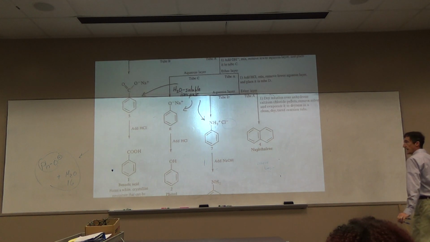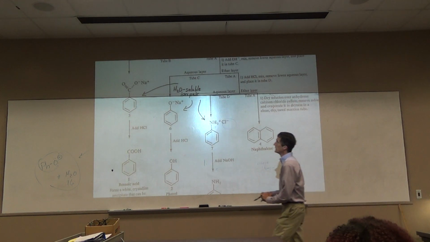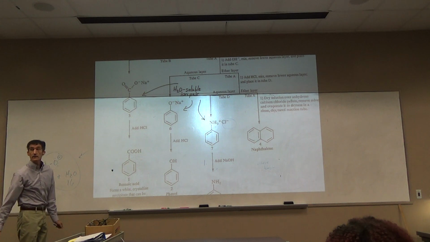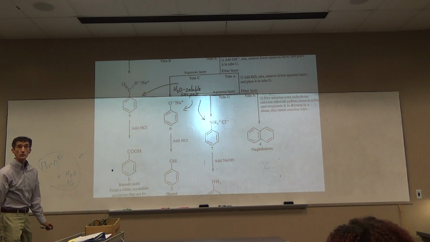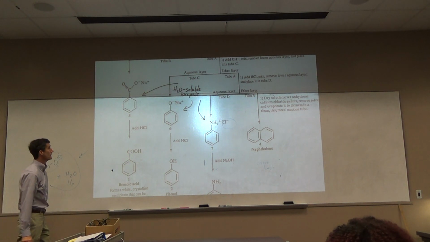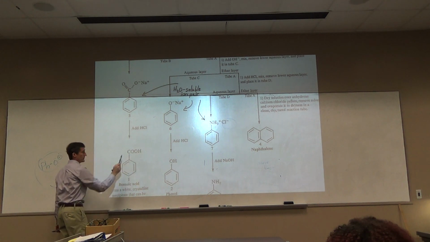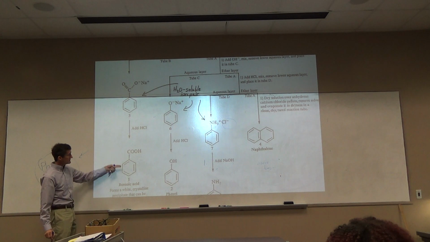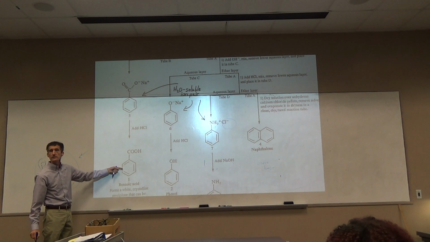Now the ions, you can get back to neutral. How can we get this back to neutral? We need to add a proton back. What's the source of a proton? HCl, a strong acid. Put the proton back on. And this may precipitate if you're lucky.